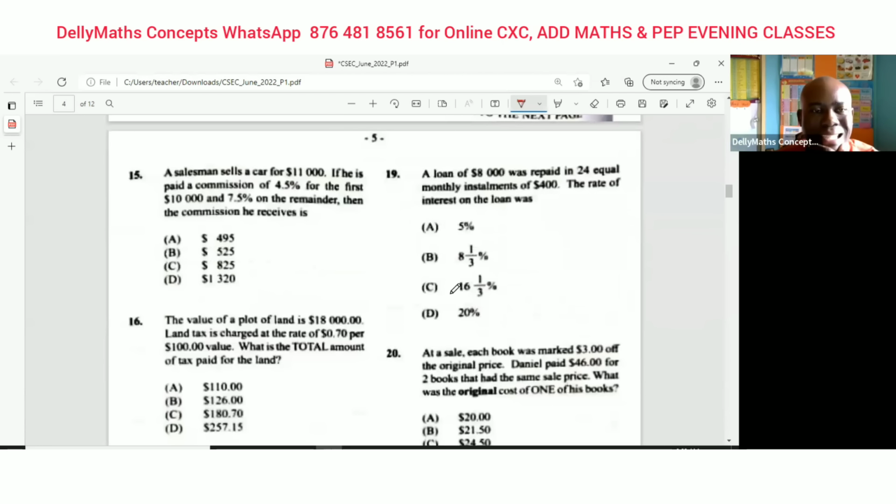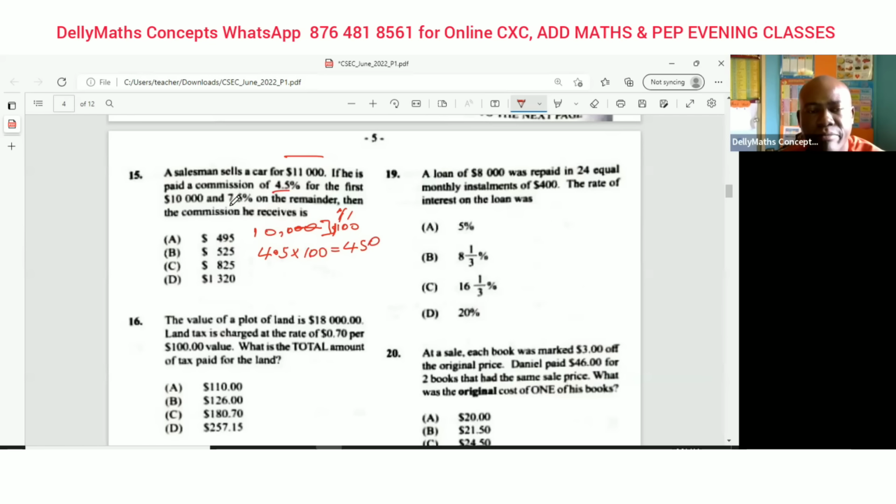All right, number 14, we're looking at sales of a car at 11,000, with a commission of 4.5% for the first 10,000 and 7.5% for the remainder. If I have $10,000, 1% is to take off 2 zeros, so 1% is 100. So 4.5% is 4.5 times the 100, because 1% of 10,000 is $100. So if I multiply this, I'm going to get about 450.